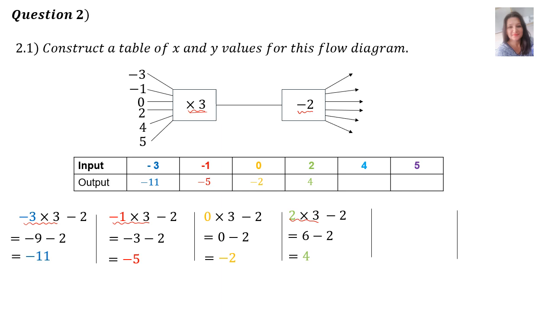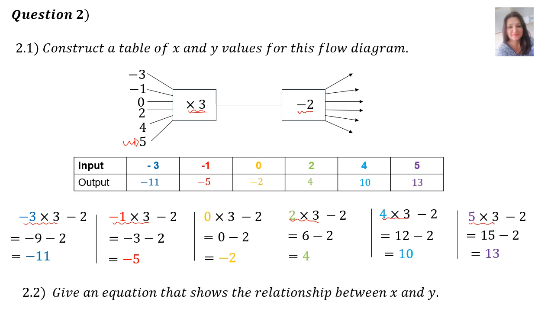The next input value was 4. And we will say 4 times 3 is 12 minus 2 is 10. So the output is 10. And the last input value is 5. Remember, we find the input values there. So we will say 5 times 3 minus 2. 5 times 3 is 15 minus 2 is 13. And the corresponding output value, 13.